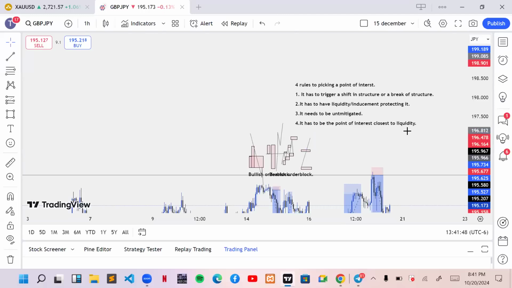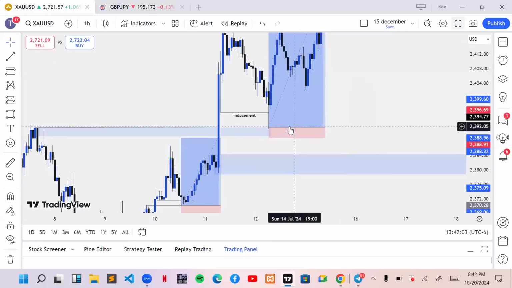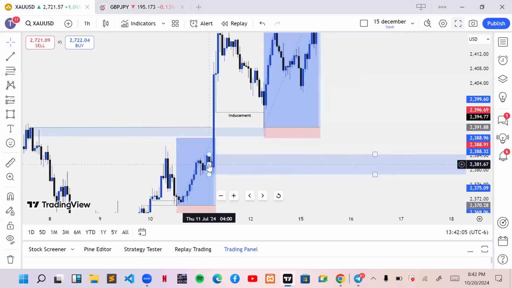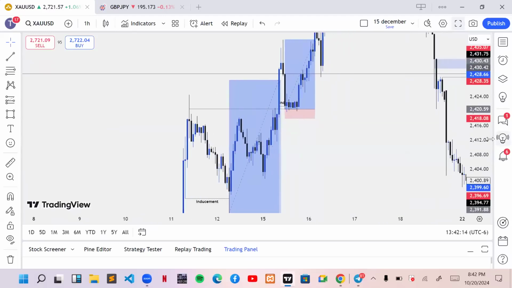It has to trigger a shift of market structure or break of structure. It has to have liquidity or inducement protecting it. It needs to be unmitigated. It has to be the point of interest closest to liquidity. Pay attention to this rule. We hardly lose these setups. Most people would have been waiting to take their trade from this order block. Most people that trade only order blocks would have ignored the breaker. Why? Because the breaker block is clearly the one closest to inducement or to liquidity.